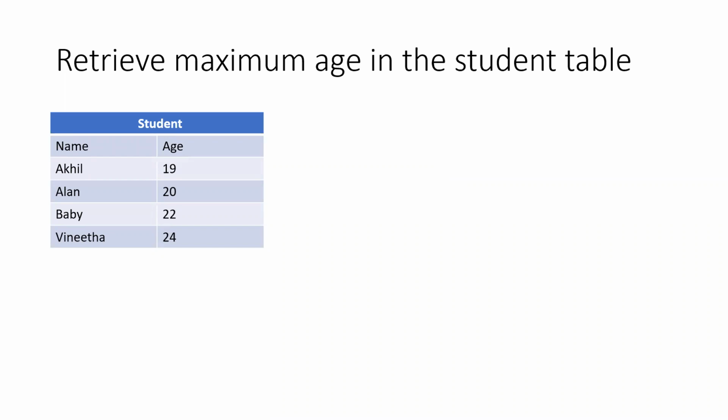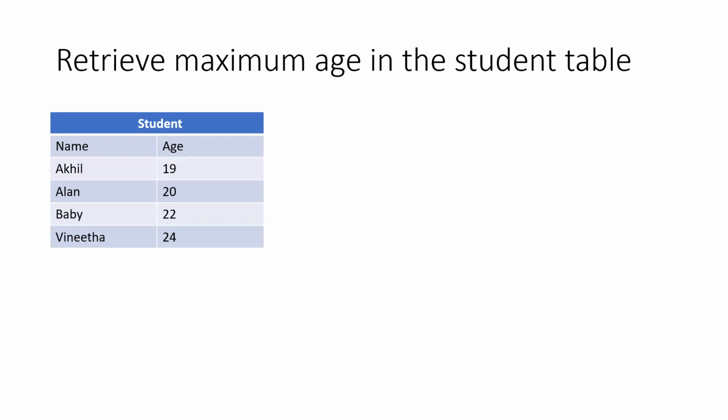How can we find the maximum age in the student table without using aggregate functions? With aggregate functions, we can find the maximum age with the code MAX. But how can we find it without using aggregate functions? This is our student table.